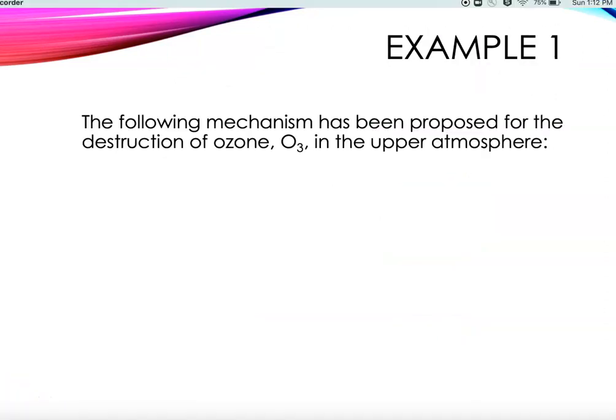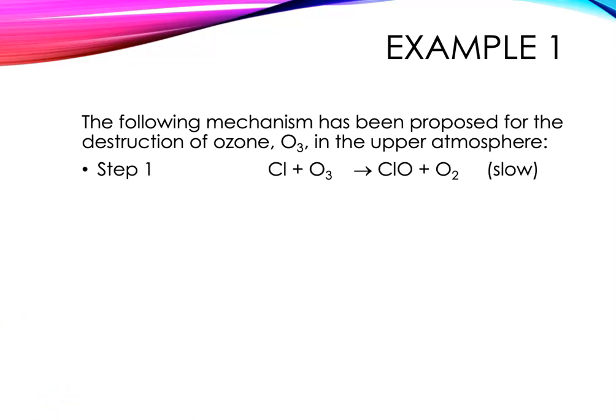So now I'd like to switch gears and talk about some mechanisms that have been proposed for specific reactions. We have a mechanism that's been proposed for the destruction of ozone in the atmosphere. Step one of this proposed mechanism has chlorine atoms reacting with ozone molecules to form ClO and oxygen gas. It's been proposed that this step is the slow step of the mechanism. In the second step, ClO reacts with oxygen atoms to make chlorine and oxygen molecules, and this has been proposed to be a fast step. So step one is our rate limiting step.